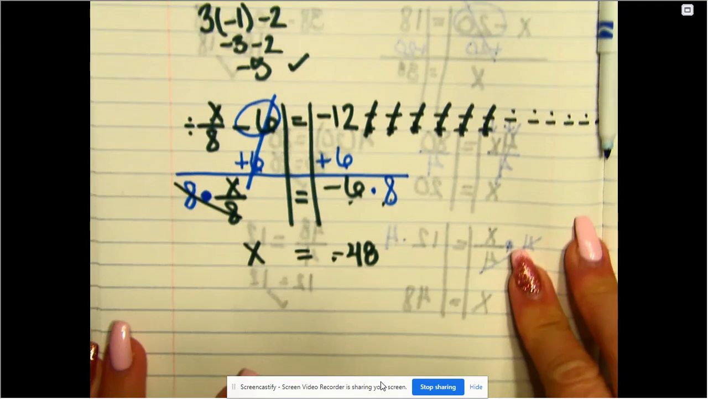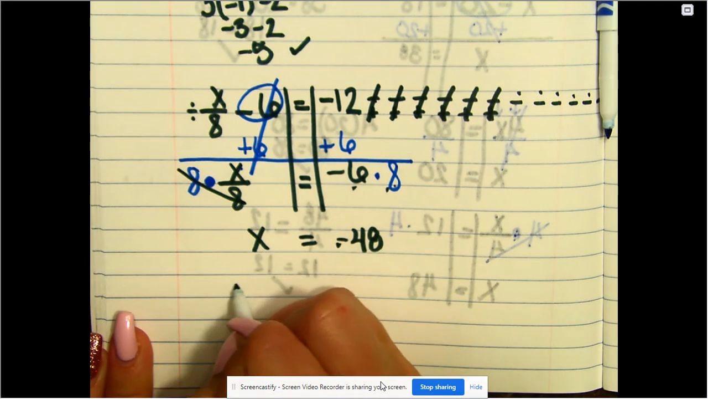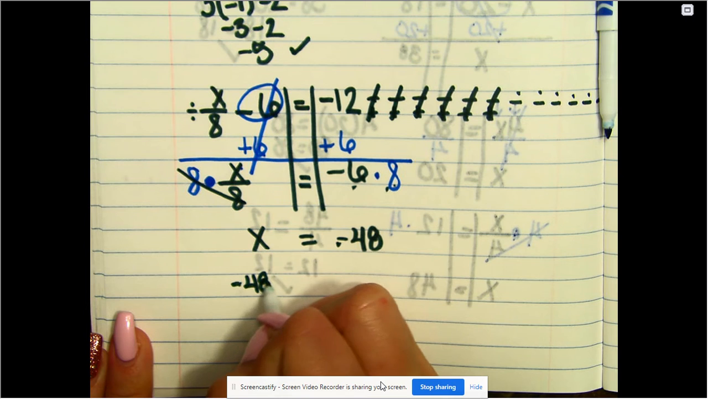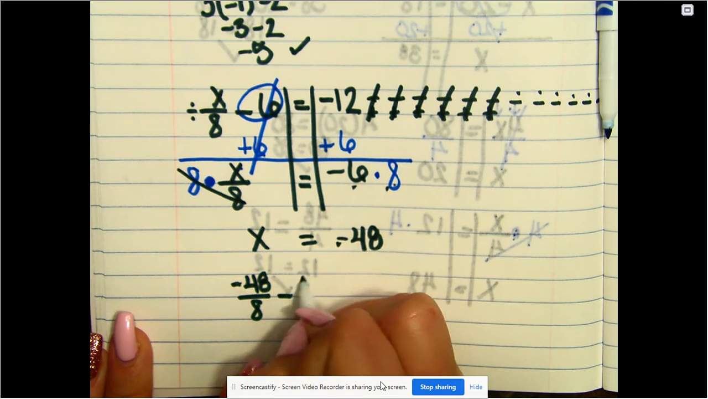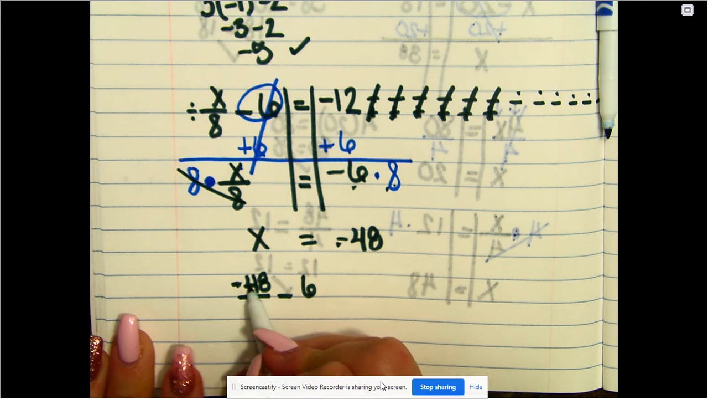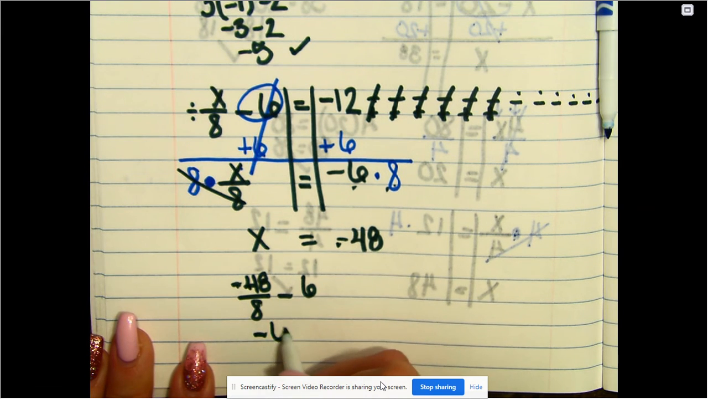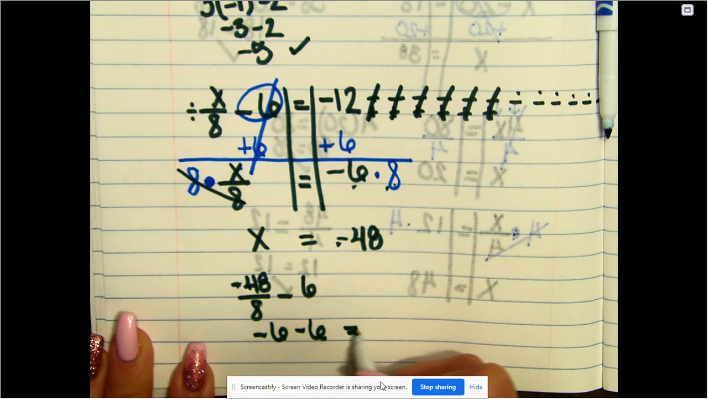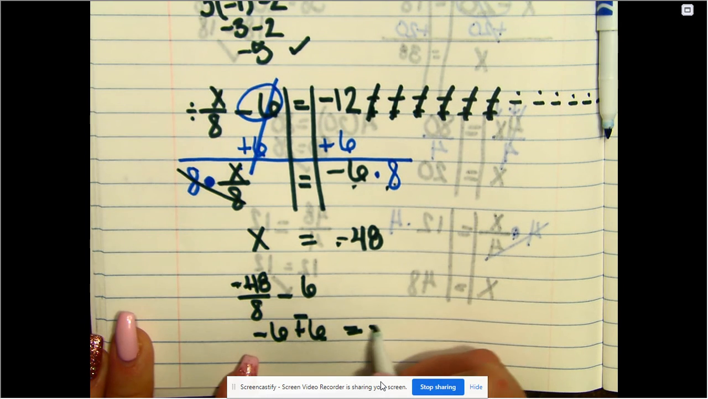Again, don't forget, you can always step in and check your work. So I could have done negative 48 divided by 8, subtract 6. Negative 48 divided by 8 is negative 6. Subtract 6 does, in fact, if I change my signs, equal negative 12.